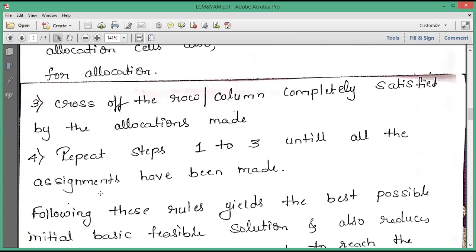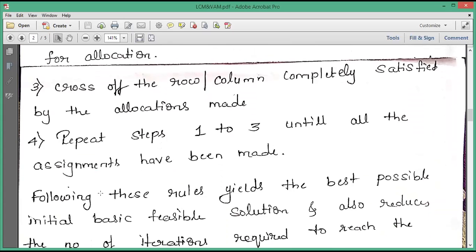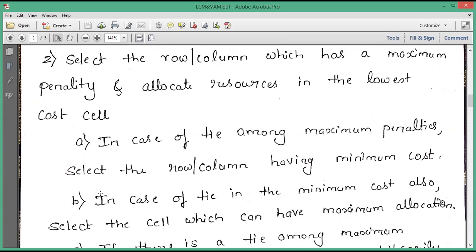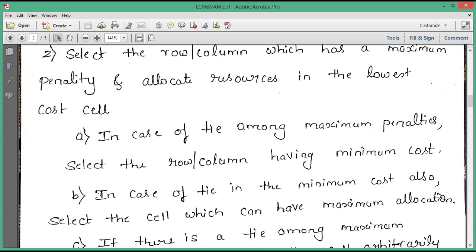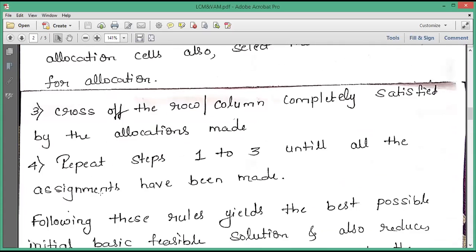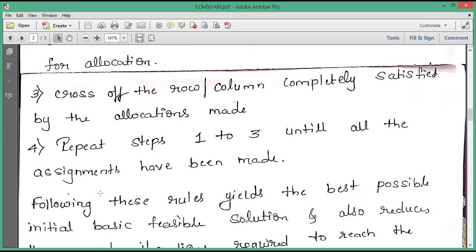And now the third step. After selecting the row or column which has the maximum penalty and allocating resources, the third step is, once we have allocated resources to a particular cell, we need to cross off that particular row or column when it is completely satisfied by the allocations that we have made.